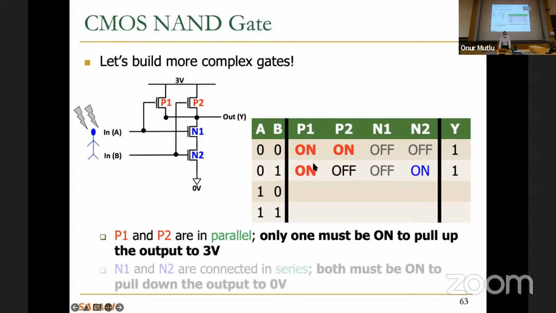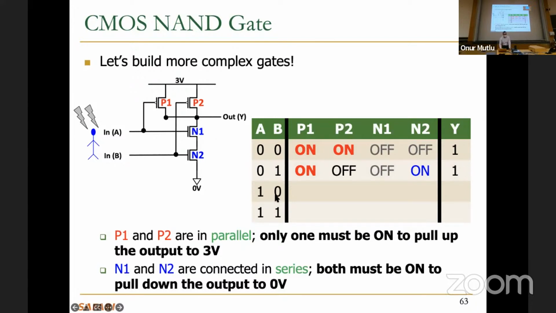So if you have 0, 1, P1 is on. Even though N2 is on, it doesn't matter because N1 has to be on also so that output gets connected to the lower level, or the lower voltage level. So if A and B are like this, you still get 1 at the end, 3 volts.